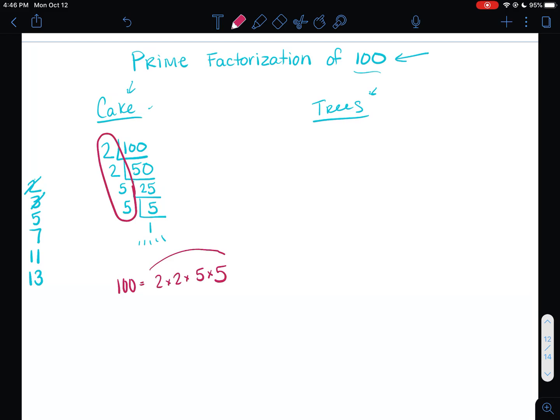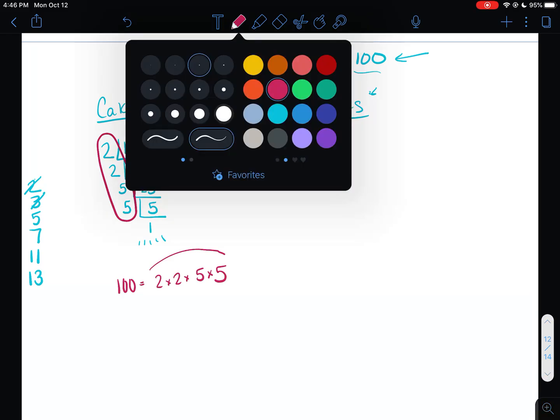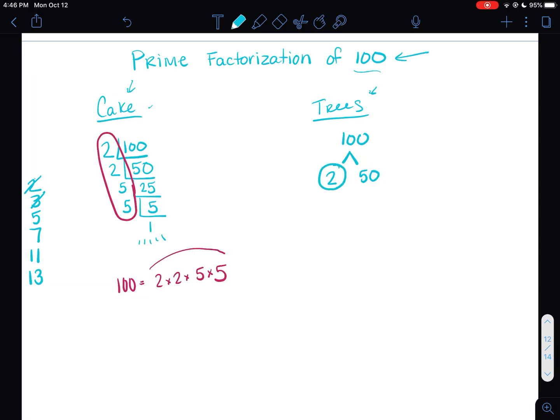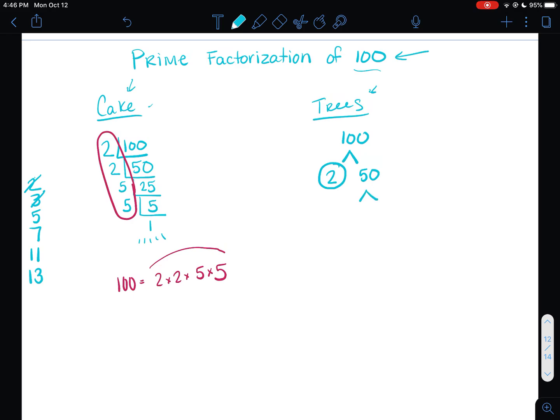Okay? And for factor trees, very, very similar. You want to put 100 at the top, and then you want to break down 100 into a factor pair. Well, I know that 100 is 2 times 50. Whenever a prime number pops up in your tree, you're going to circle it. And then 50 can be broken down even further. And I know 2 times 25 gets me 50. 2 is prime, so I circle it.